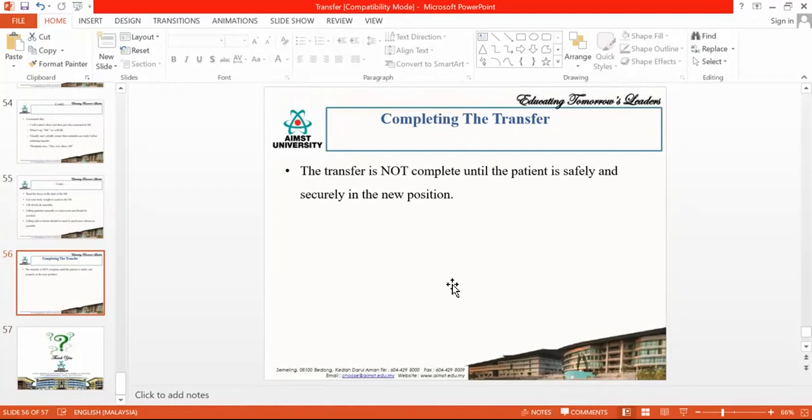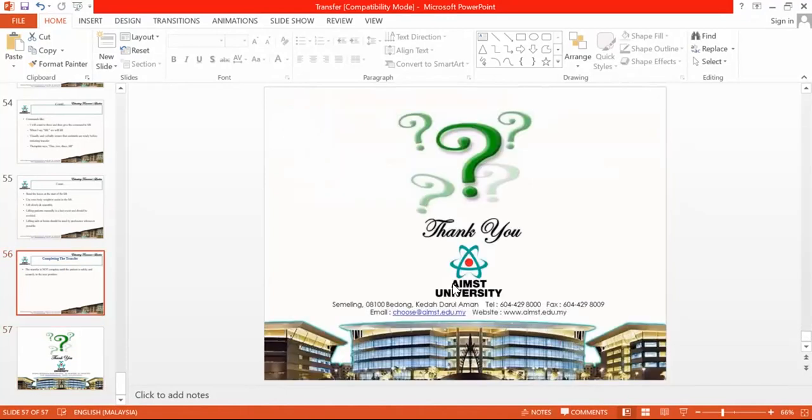So a proper transfer is, you need to make sure the patient is safe and secured in the new position. That is very, very important. Is that clear? So this is about transfer. Okay, so any doubt?